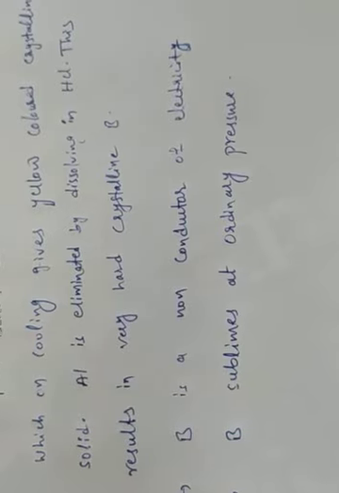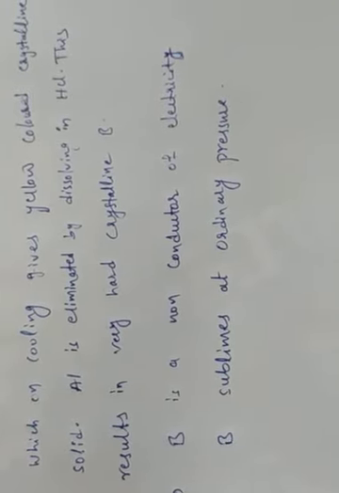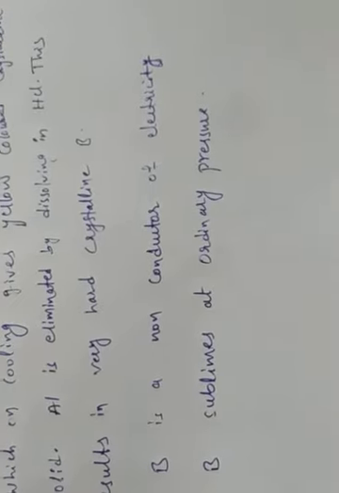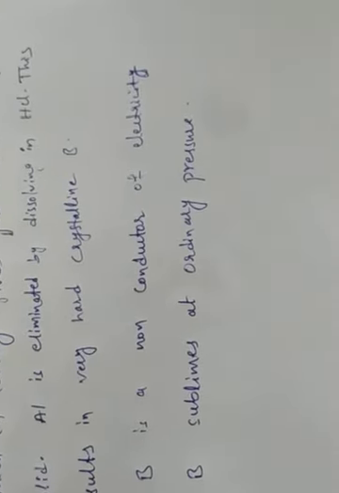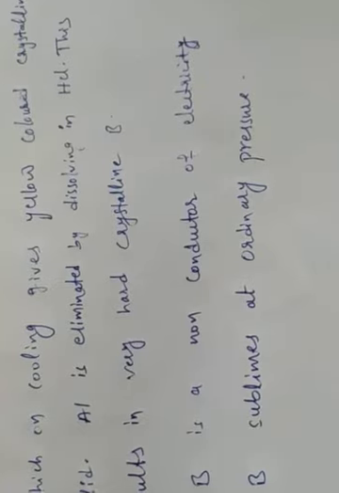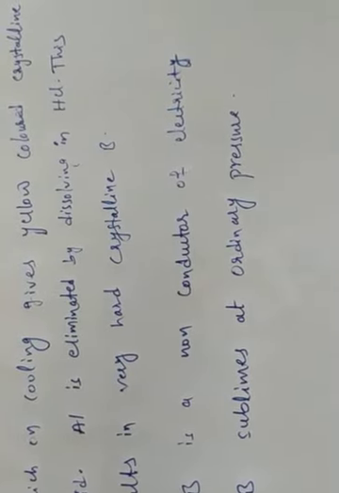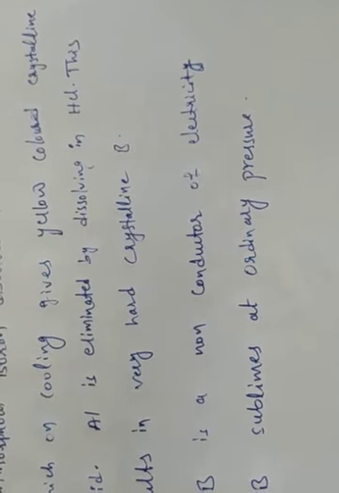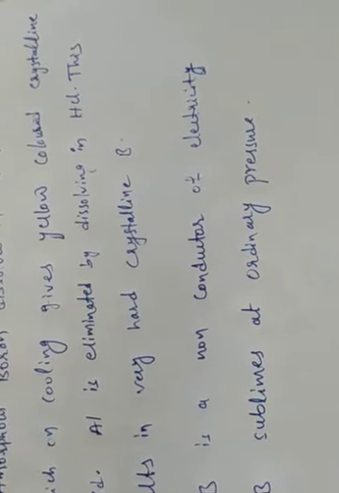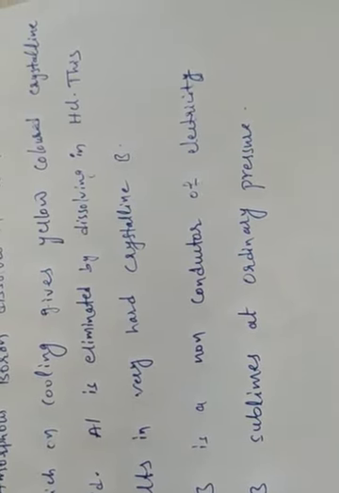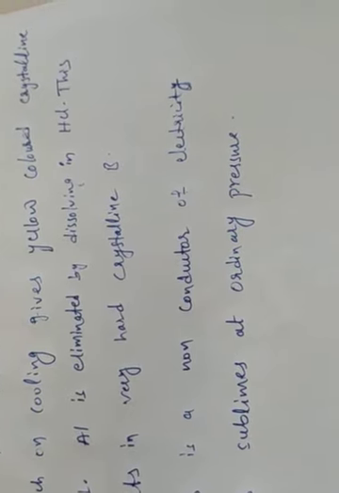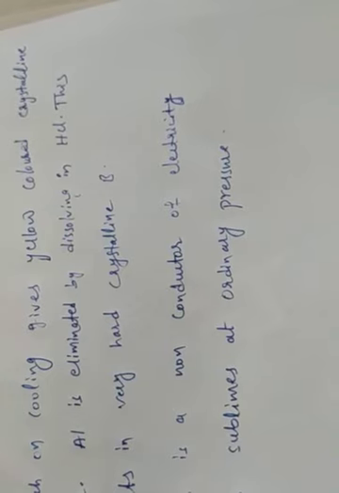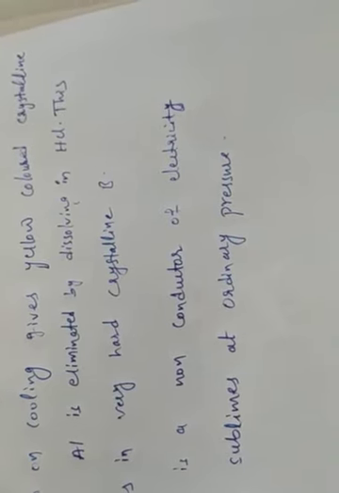Boron, being extremely hard, has a high melting point, low density, and low electrical conductivity. Boron exists in two allotropic forms, amorphous boron and crystalline boron. Amorphous boron dissolves in molten aluminium at high temperature, that is 1530 degrees Celsius, which on cooling gives a yellow colored crystalline solid. Aluminium is eliminated by dissolving in HCl. This results in very hard crystalline boron. Boron is a non-conductor of electricity. Boron sublimes at ordinary pressure.